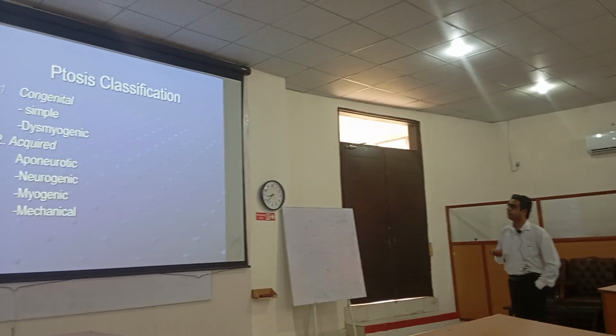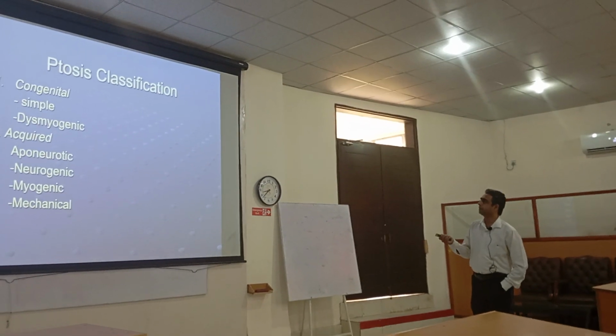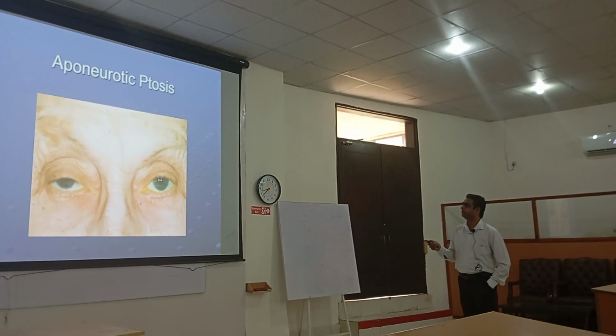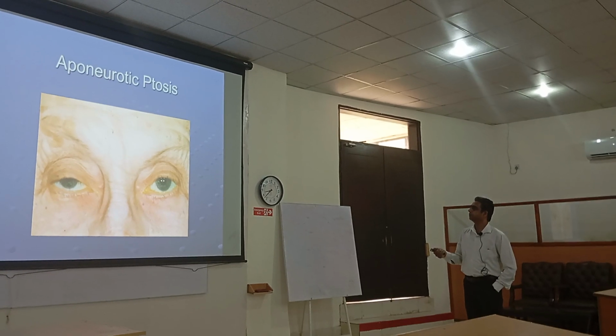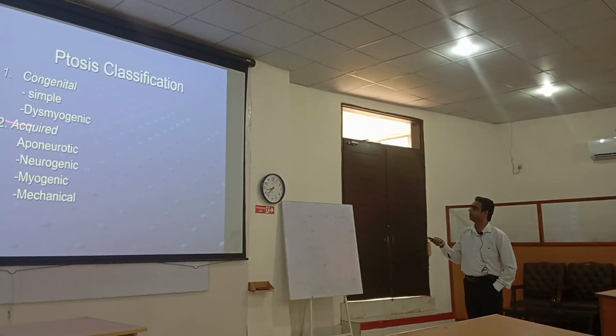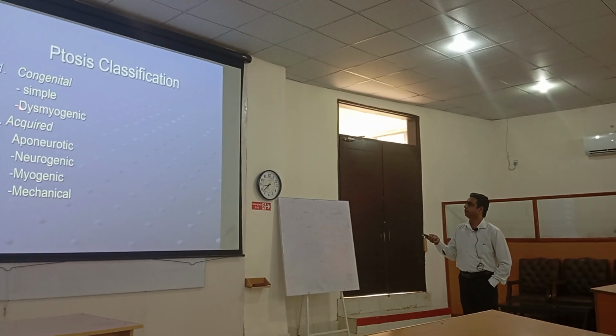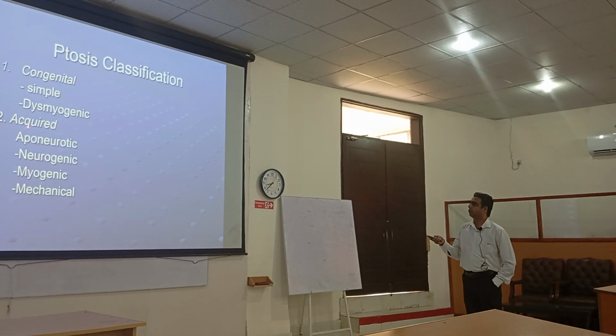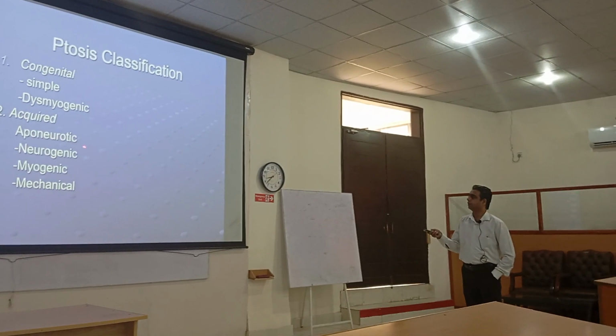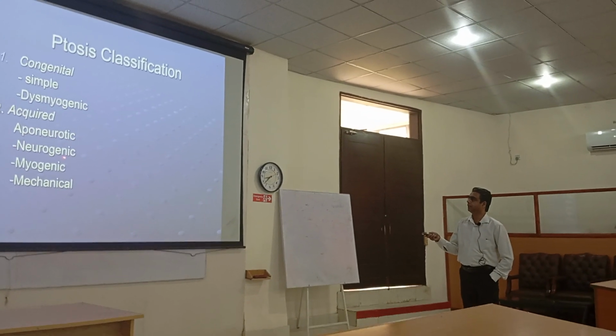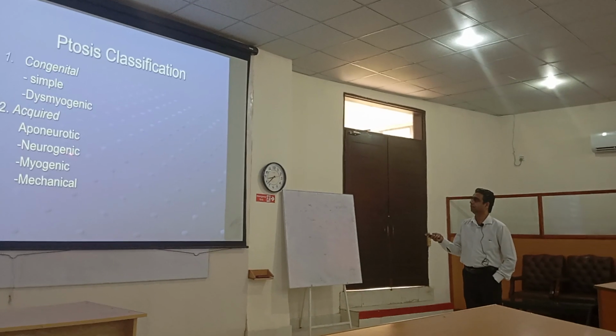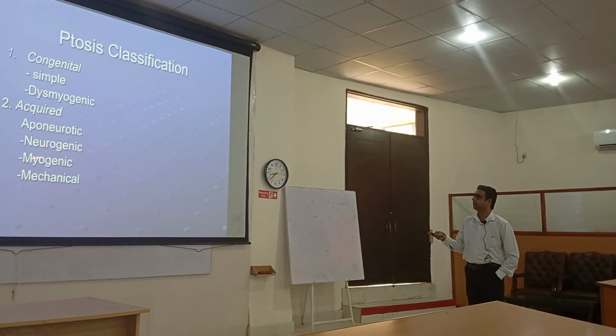Classification: congenital and acquired. Congenital can be simple or dysgenetic. Acquired has causes: aponeurotic or senile, neurogenic, like damage to any nerve, myogenic, and mechanical.